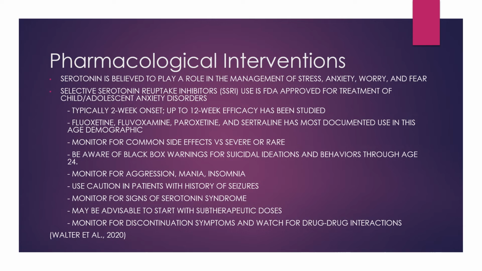One of our first line treatments for anxiety in adolescents from pharmacological interventions is going to be selective serotonin reuptake inhibitors, or SSRIs. And these are the only FDA approved medications in this group. That's going to be fluoxetine, fluvoxamine, paroxetine, and sertraline. They're also the most documented in this age demographic. So onset is typically going to be around 2 weeks.